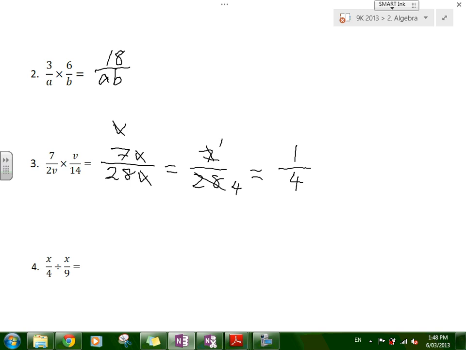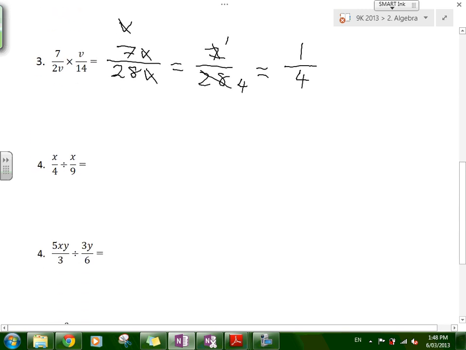Now, there is a way that earlier on, if you start seeing it, you can cancel out earlier, but if you're unsure how to do it, and you just want to take it step by step, I would suggest you multiply and then look at common factors to cancel. Okay?